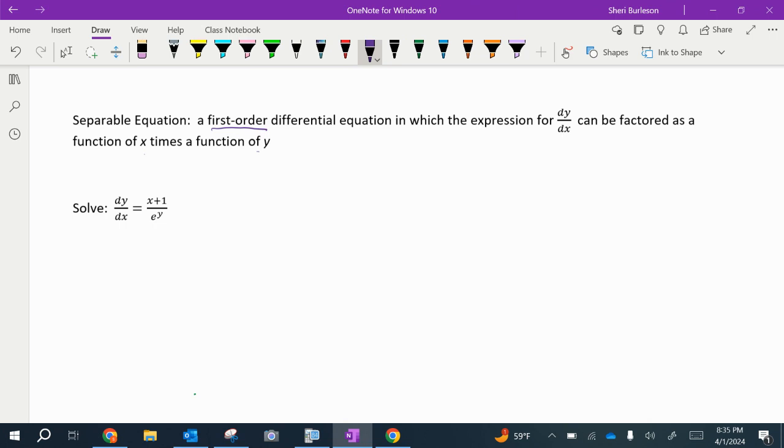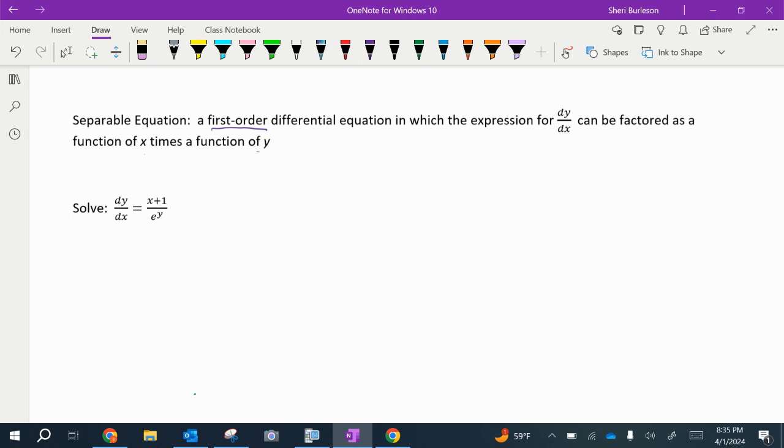This is factored so that the x's and y's are separated from each other, because I could technically write this as 1 over e to the y times x plus 1. And division is multiplying by the reciprocal, so this is still considered factored. We're going to leave it in this form.